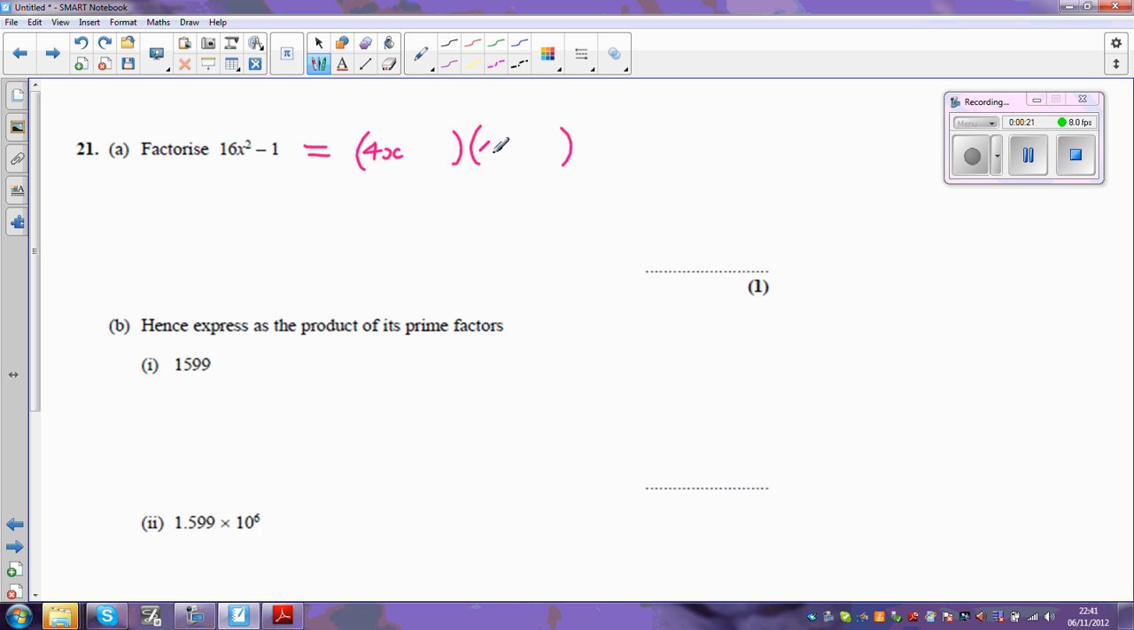So each bracket starts with the square root of this thing, which is 4x, and it ends with the square root of 1, which is 1. And then one bracket will be plus and one will be minus.